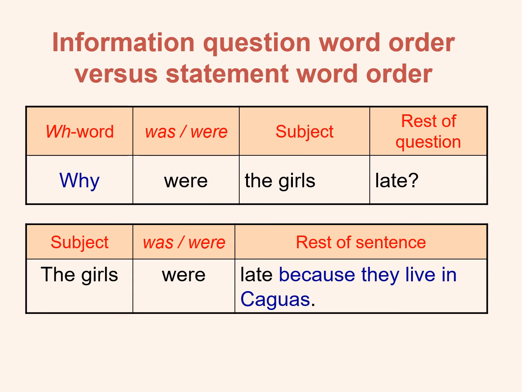On this slide, we have another example of information question word order versus a sentence that is not a question. We get the question word, why, then were, then the subject, the girls, and the rest of the sentence, late. In the answer to the question, we get first the girls, then were, then the word late, and then, in this case, the reason why they were late, because they live in Caguas. So here we see another example of the information question word order versus the sentence word order.